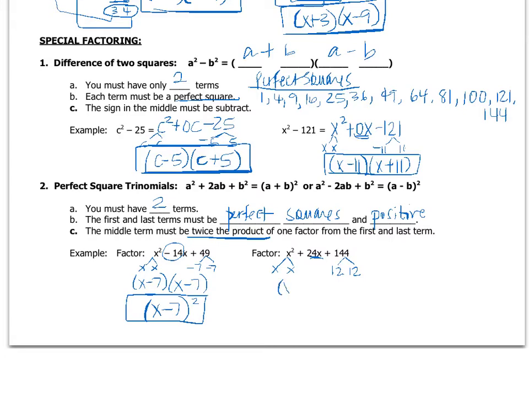So I have two factors, x plus 12 and x plus 12, which simplified is x plus 12 squared. Okay, and those are called perfect square trinomials. Again, I don't necessarily need you to know that that's what it's called, but more so how to use it. So let's flip to the next page and look at a few other examples.